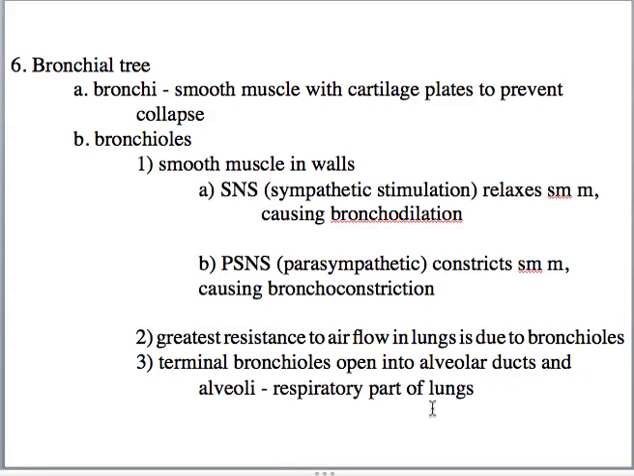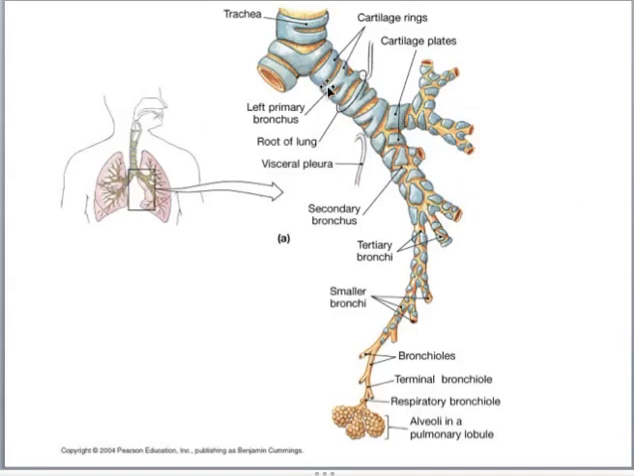And here we're getting into the respiratory part of the lungs where respiration actually takes place. Here we go. There's the tail end of the trachea. These would be primary bronchi. This is the left primary bronchus, and these are the cartilage rings here.